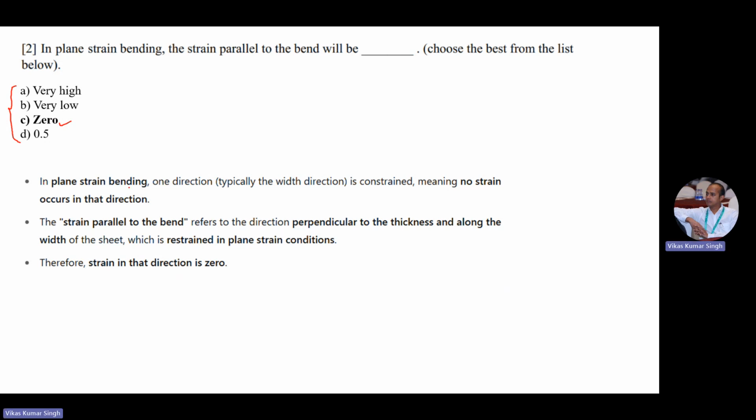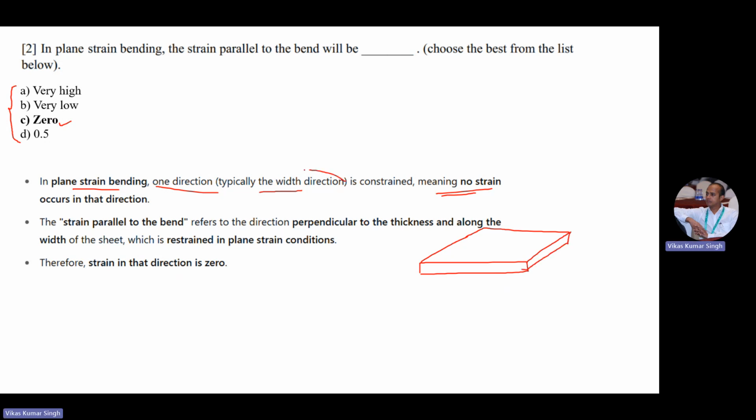In plane strain bending, one direction, typically the width direction, is constrained. It means if it is constrained in that direction, we are not giving any strain in that direction. This is the meaning of plane strain: in the width direction we are not giving any strain. Suppose we have a sheet like this, a long sheet like this.